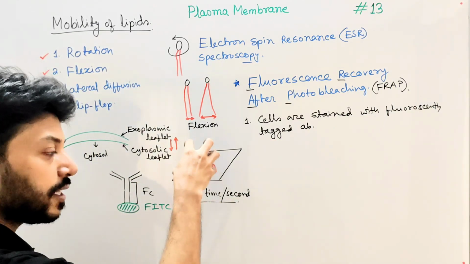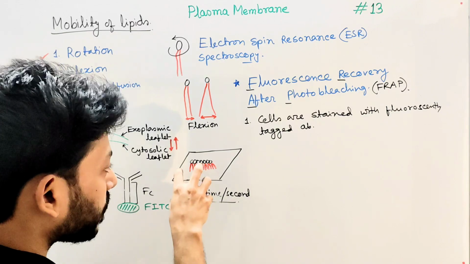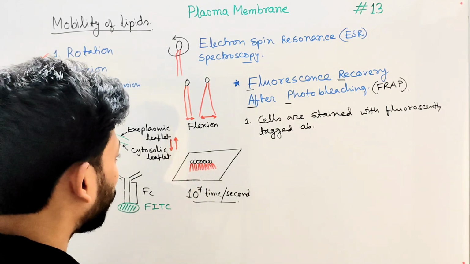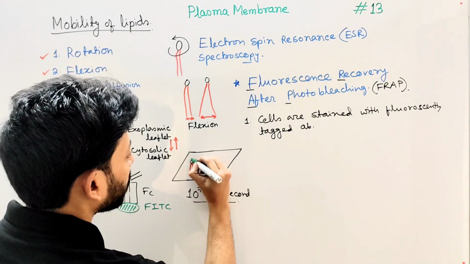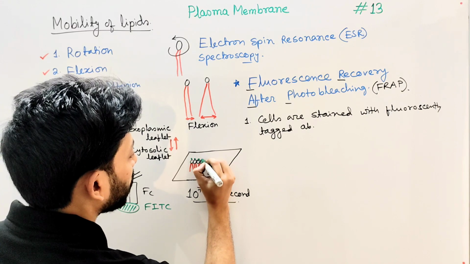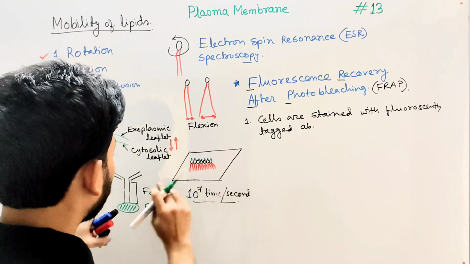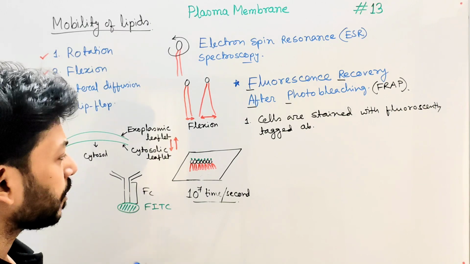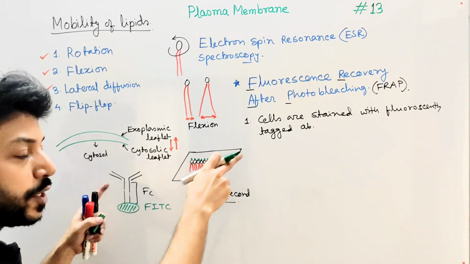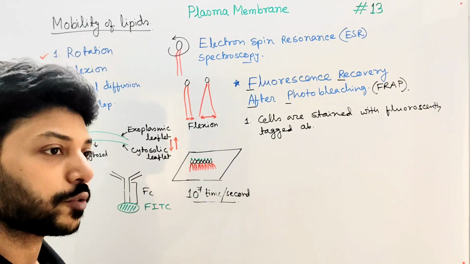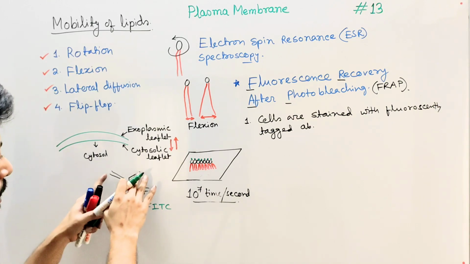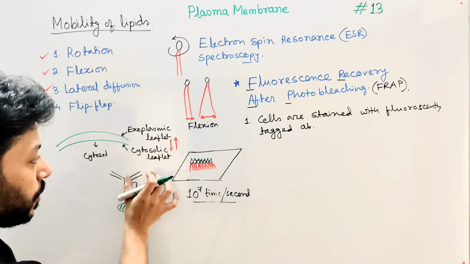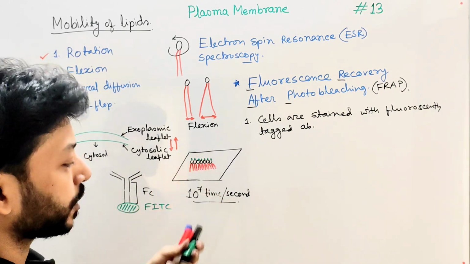Now if we stain the cells with the fluorescent antibody, it will bind with the lipid molecules. Obviously this antibody should bind with the particular lipid molecules. If we target this antibody to the lipid molecules, it could be phosphoglycerides or phospholipids or sphingolipids, then this antibody can bind and it will fluoresce.